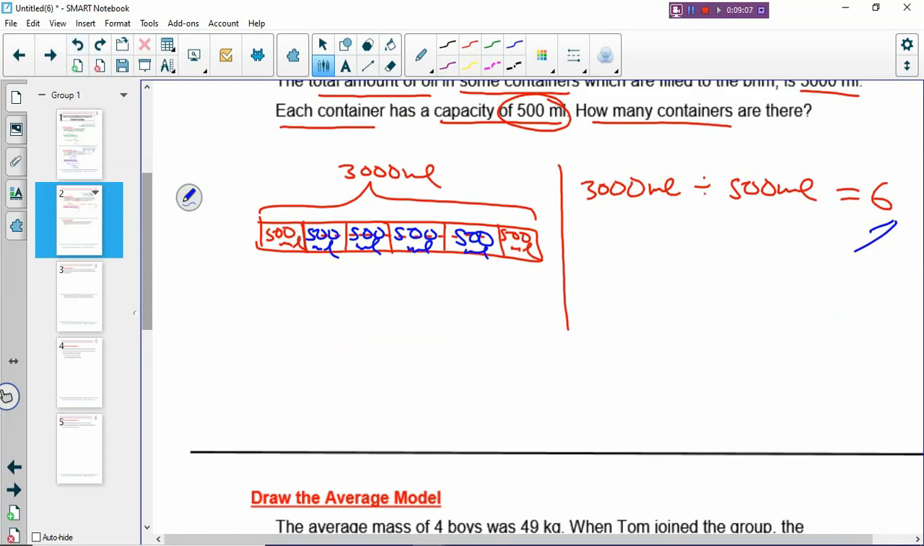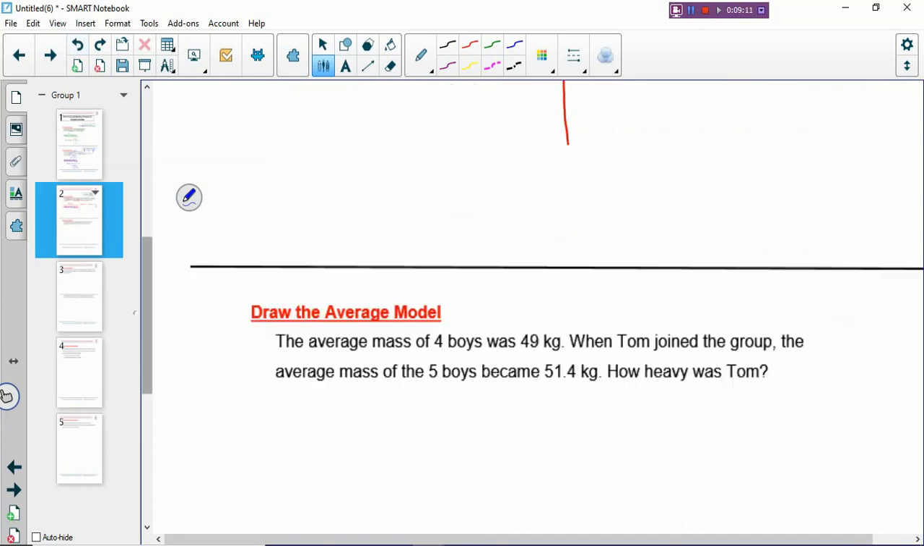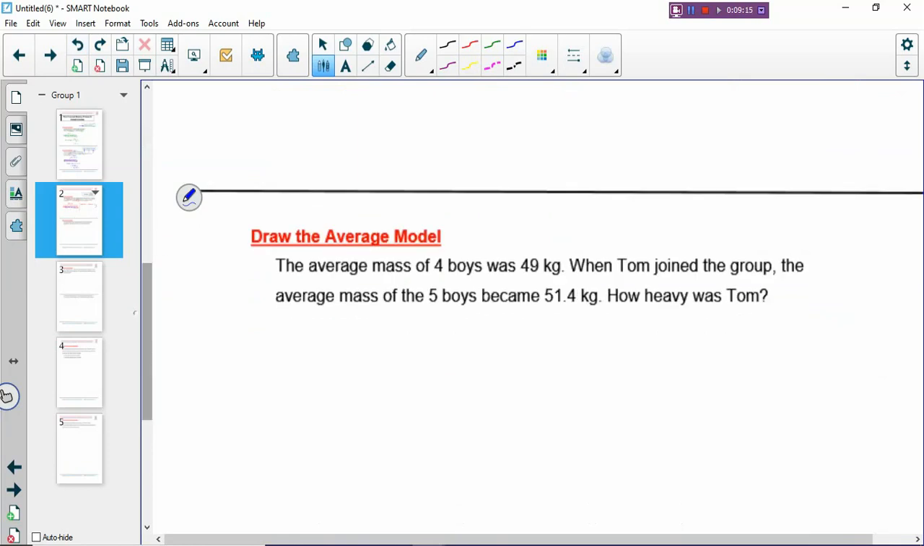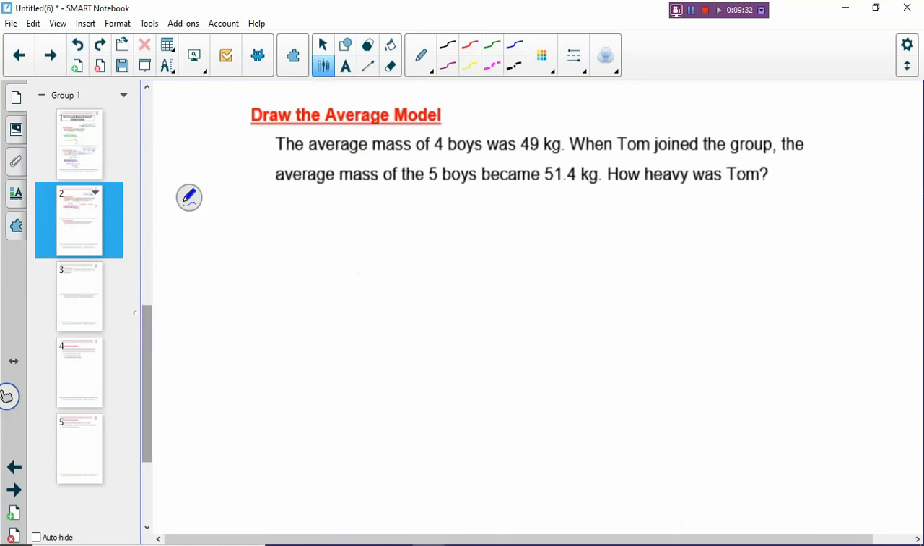Okay, we are now going to go into practice. So if you come across problems in the exam or in the homework, and you see an average problem and you get confused, what do you do? You draw the average model. This is very important for those students who are weak, who are unable to solve or work out the answer.